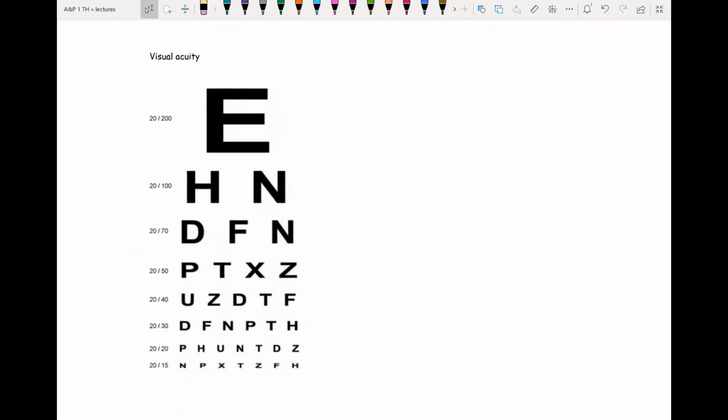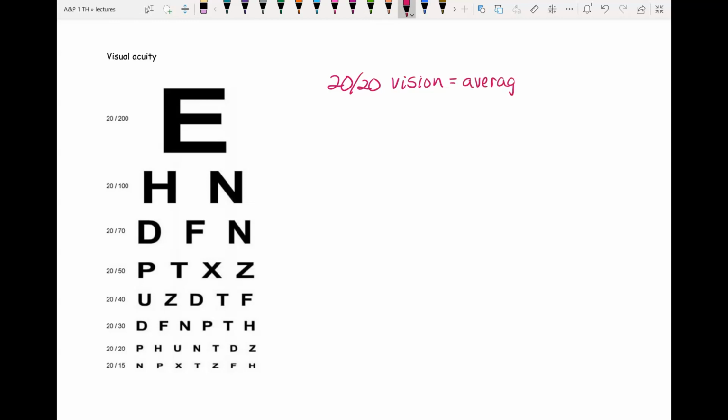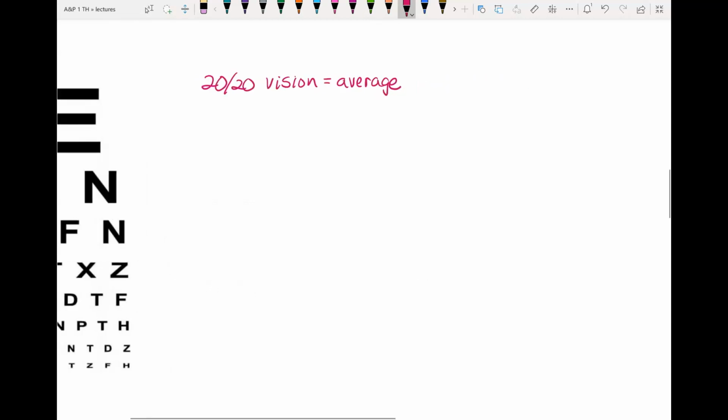Visual acuity is the measure of how well you can see and focus things. So there's a lot of misunderstanding here. For example, what does 20/20 vision mean? A lot of people think that 20/20 means perfect, but it doesn't. 20/20 vision means you are average. For humans, perfect vision is 20/8.